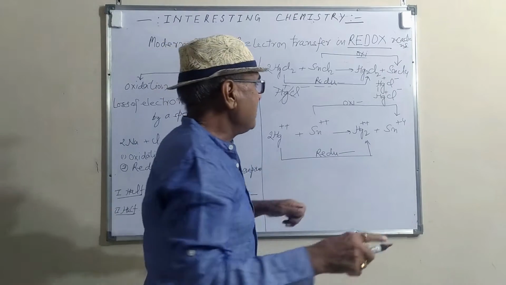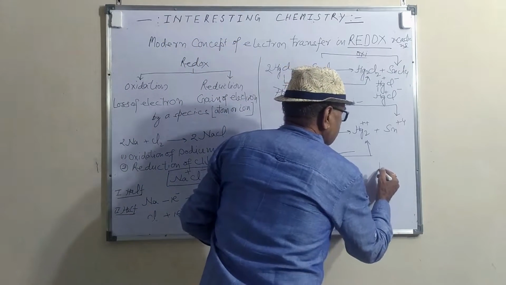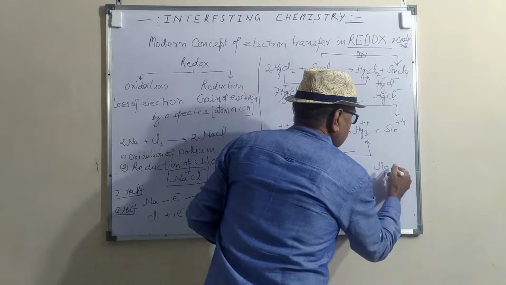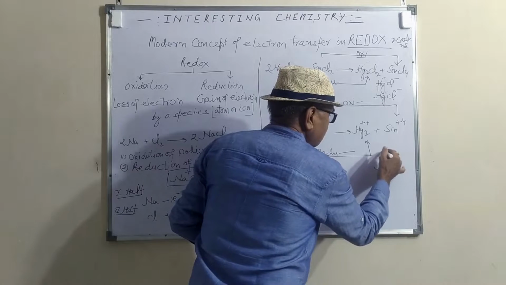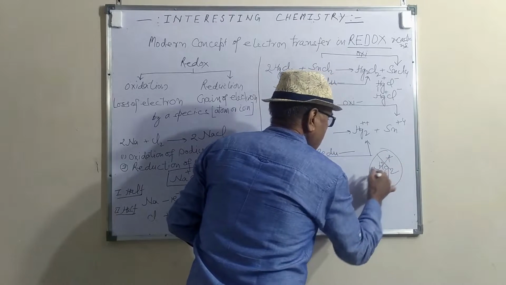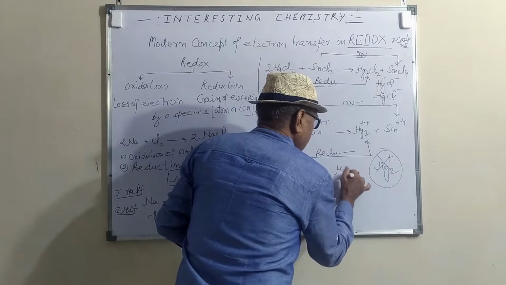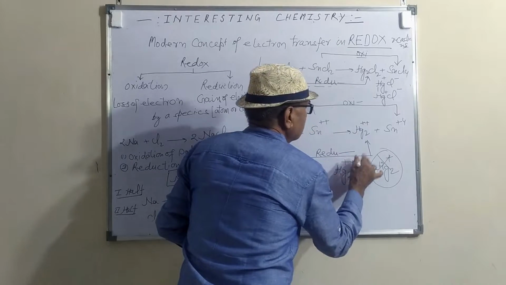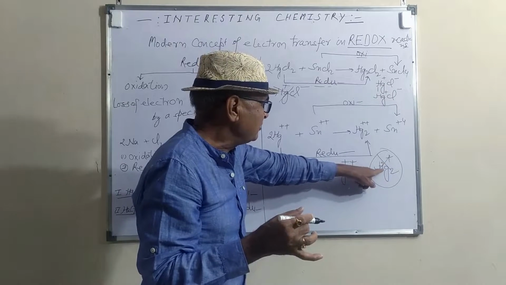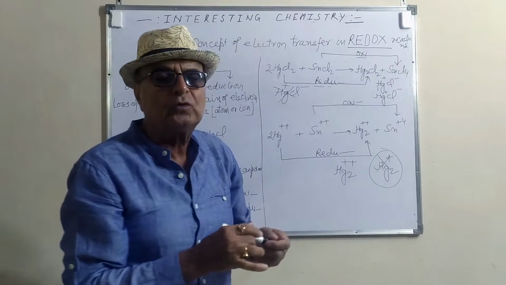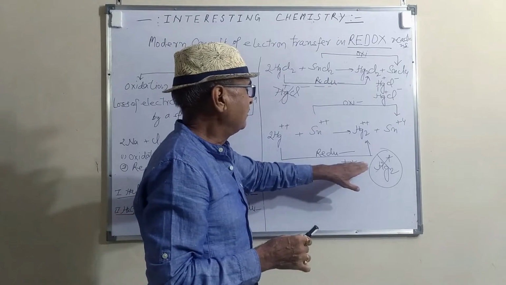In my previous video, I mistakenly wrote here Hg2 one positive. So please, it is wrong; correct that to Hg2 double positive, like this. As I have mistakenly written it, you should correct that to Hg2 double positive.